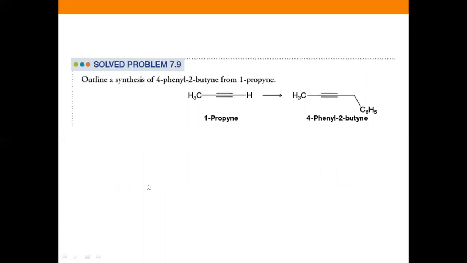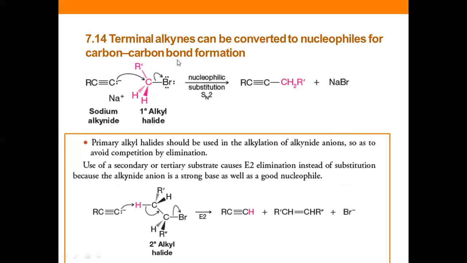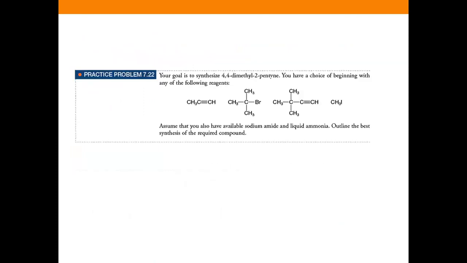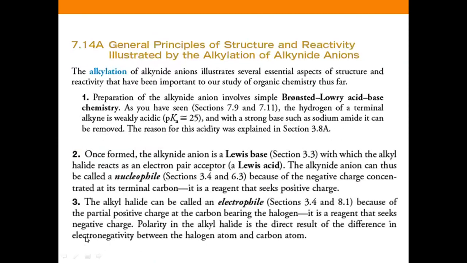Okay, this is simply this one. It can act as a base. It uses its electron pair to attack this one. And since this is the one that accepts the electrons, your alkyl halide is also called your Lewis acid. Number 3, the alkyl halide can be called an electrophile. Since it's partially positive, an electrophile is the partial positive charge of the carbon bearing the halogen. It is an agent that seeks a negative charge.